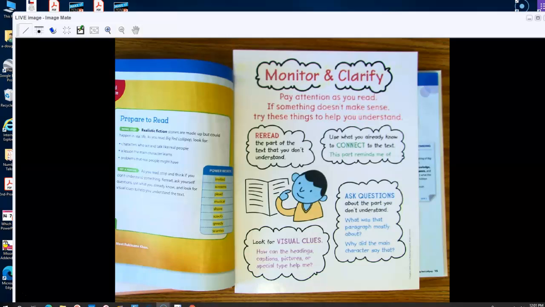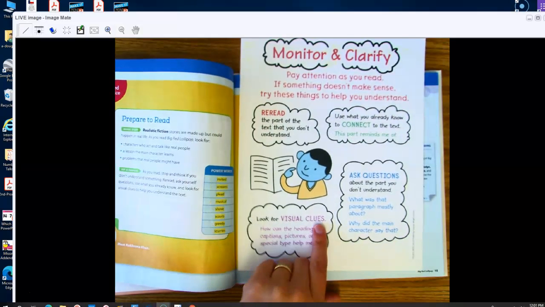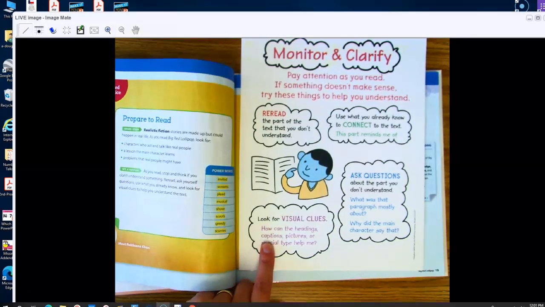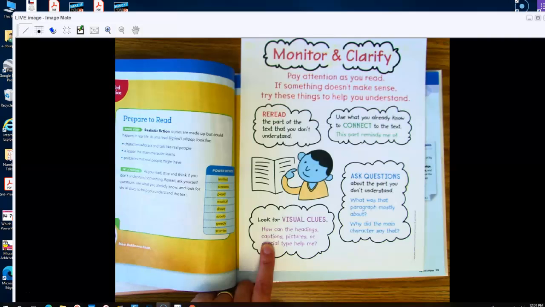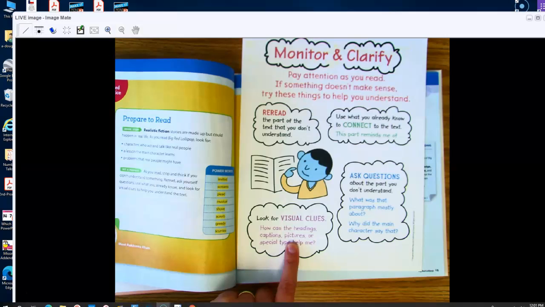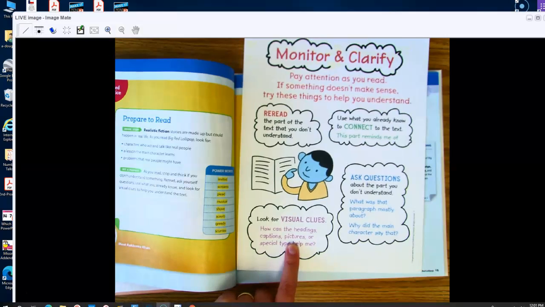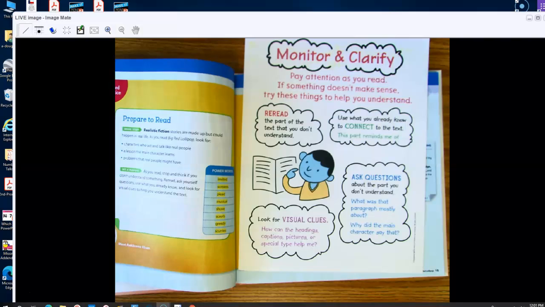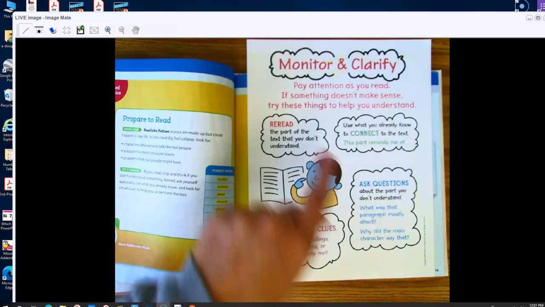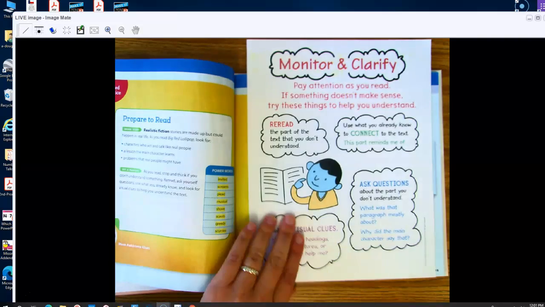Remember, we ask questions before we read, during when we read, and after we read. And we look for visual clues. We can use headings, captions. We talked about headings and captions in nonfiction. We're going to talk about them this afternoon when we create a book about Christopher Columbus. We look at pictures for clues. Remember, sometimes if we don't know what a word is, the picture can give us a clue. Or the special type can help me. So 4 things we can use that we've already learned a lot about. These are all strategies we can use to understand a story. Reread, connect, ask questions, and use your clues.